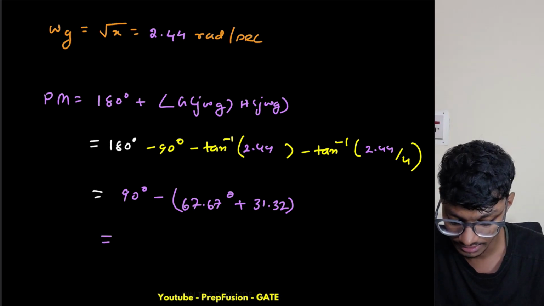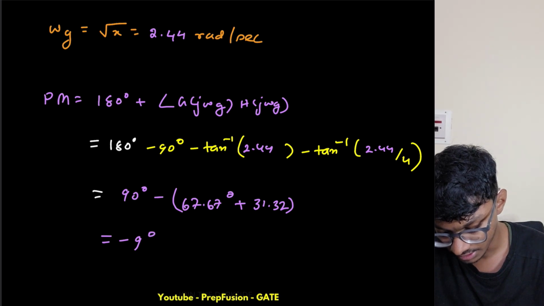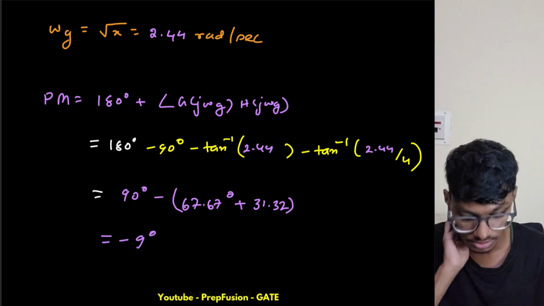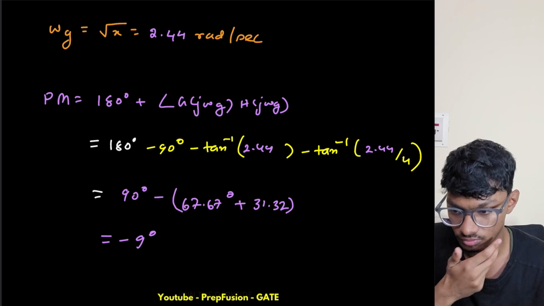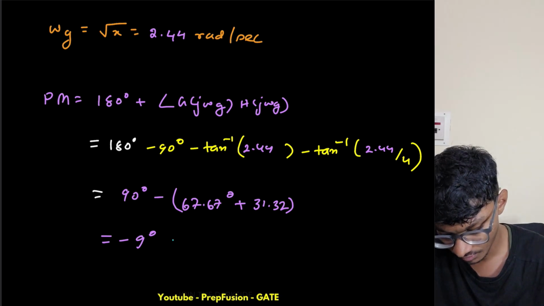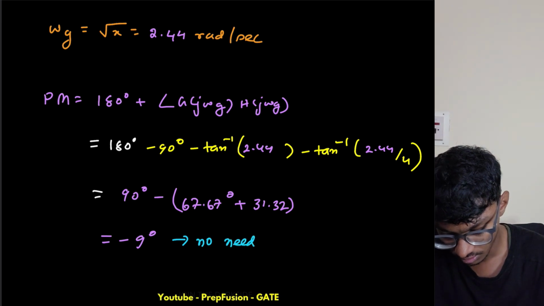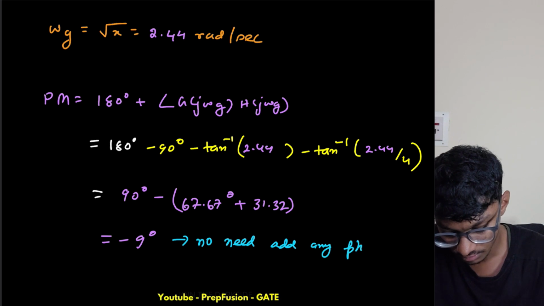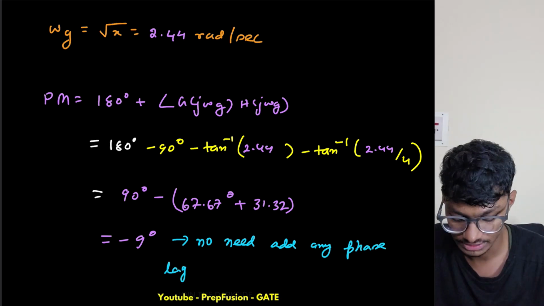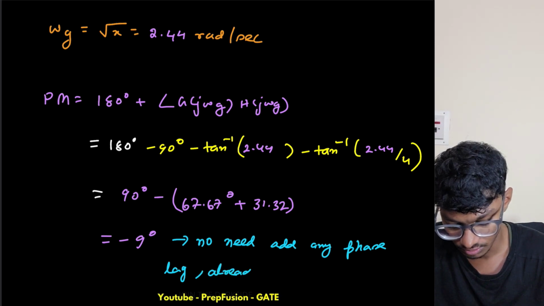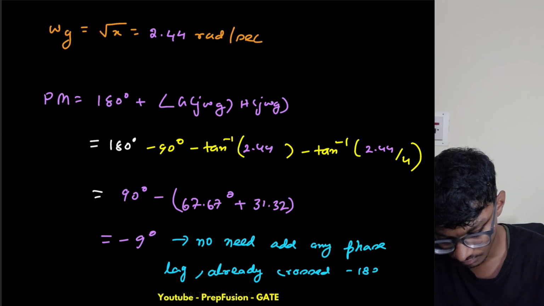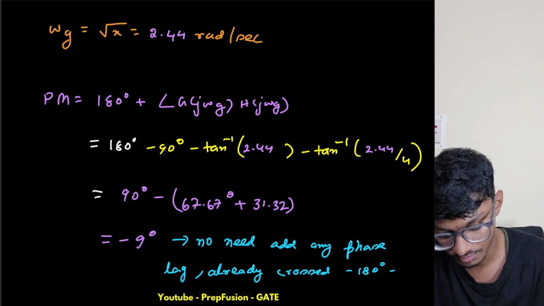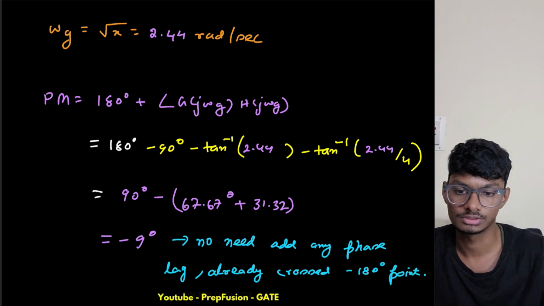So what is the angle that I get? I already calculated it. It is around minus 9 degrees, right? Minus 9 degrees. So what does this mean? This means it has already crossed my 180 degree. I don't need to add any phase lag. No need to add any phase lag. It has already crossed minus 180, right? Okay, so this is it for phase margin.